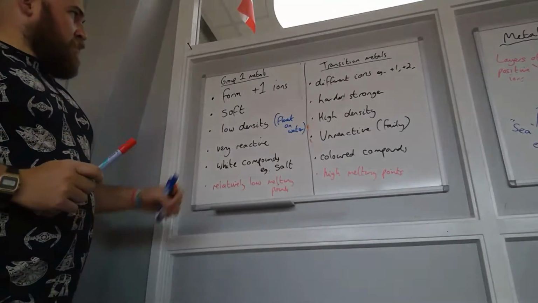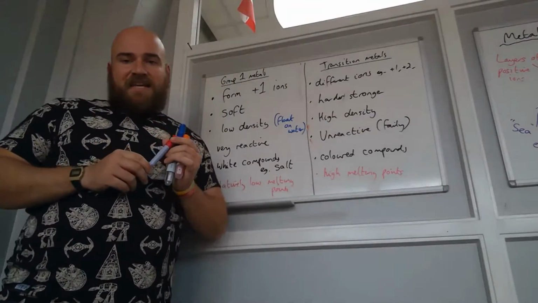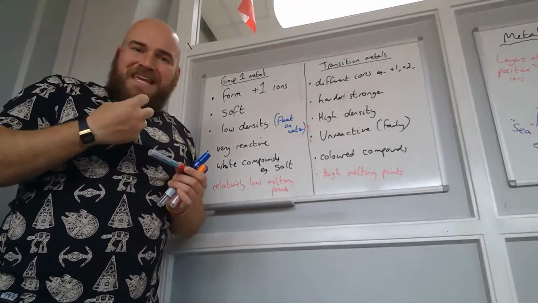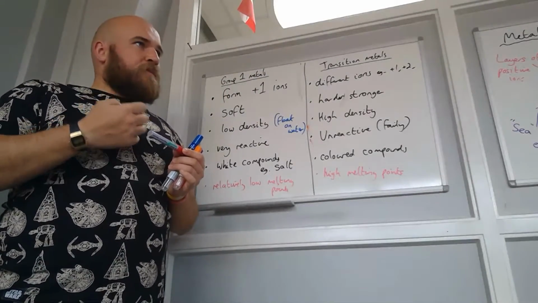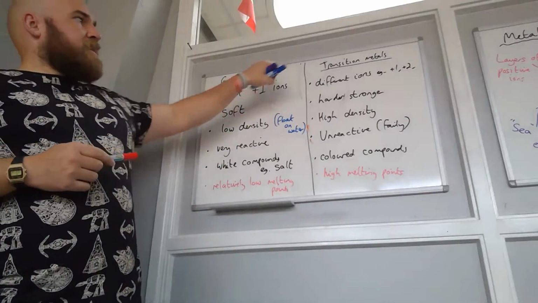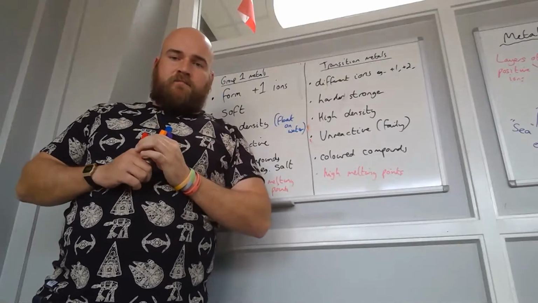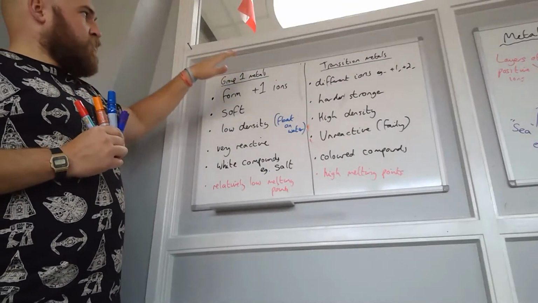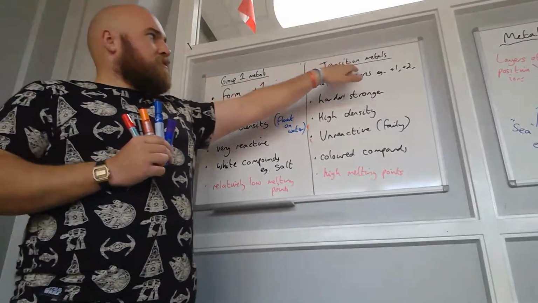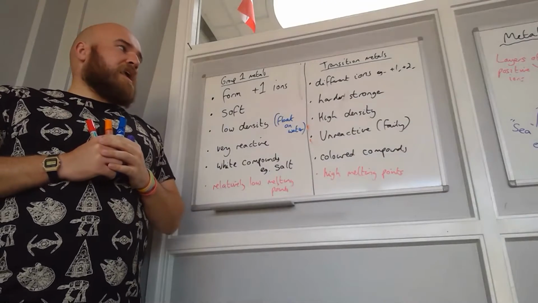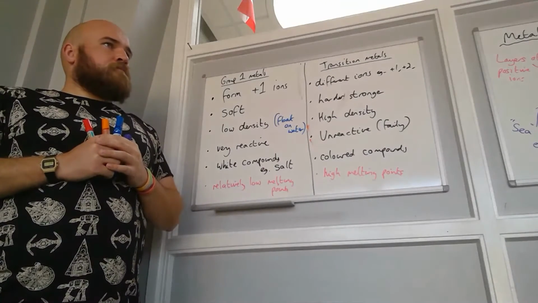Good question. Which of these two do you think would act as a catalyst? So a catalyst is something that speeds up a reaction. Would you want a group 1 metal or a transition metal? Have a think to yourself now. If you wanted a metal to speed up a reaction, would you use this or would you use that? Just think about it and then come up with a reason why.